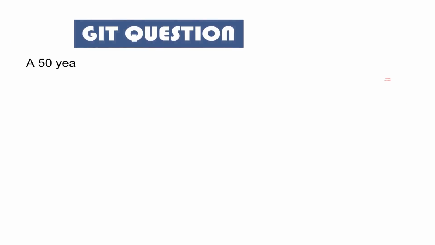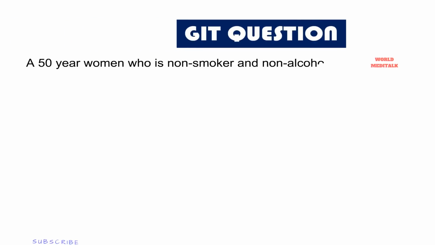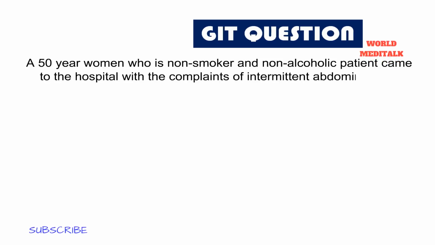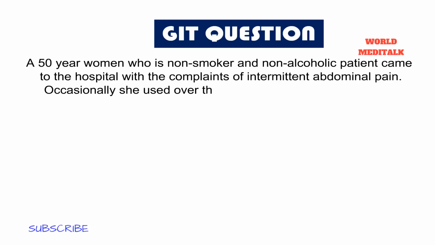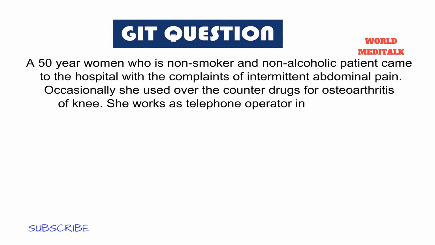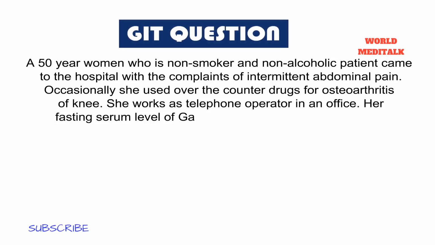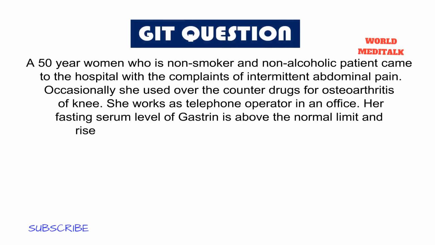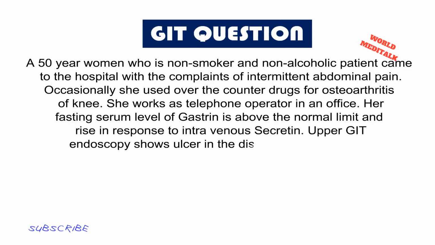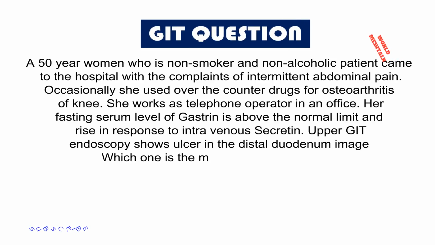A 50-year-old woman who is a non-smoker and non-alcoholic came to your hospital with complaints of intermittent abdominal pain. Occasionally, she used over-the-counter drugs for osteoarthritis of the knee. She works as a telephone operator in an office. Her fasting serum level of gastrin is above the normal limit and rises in response to intravenous secretin. Upper GIT endoscopy shows an ulcer in the distal duodenum.